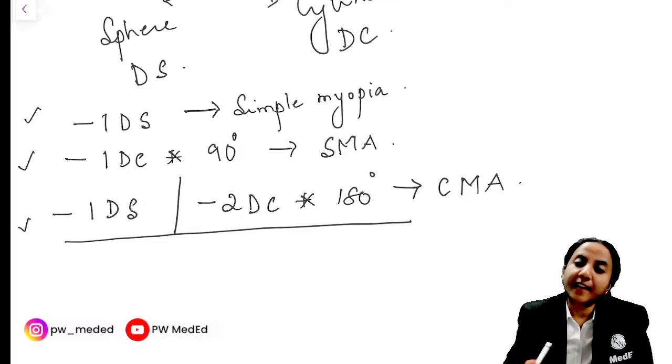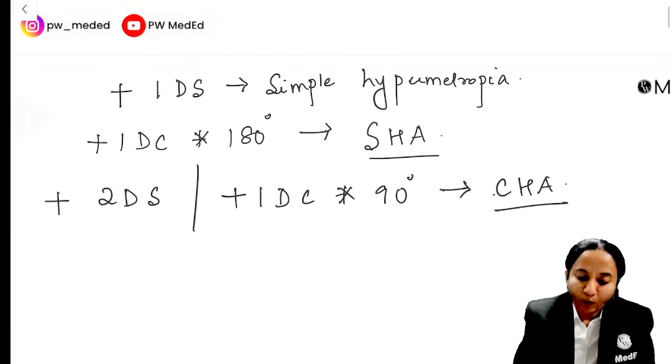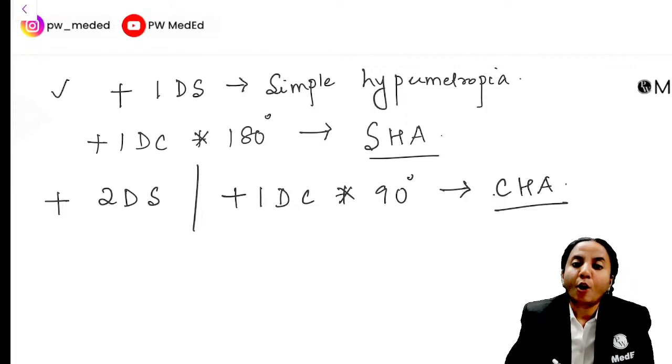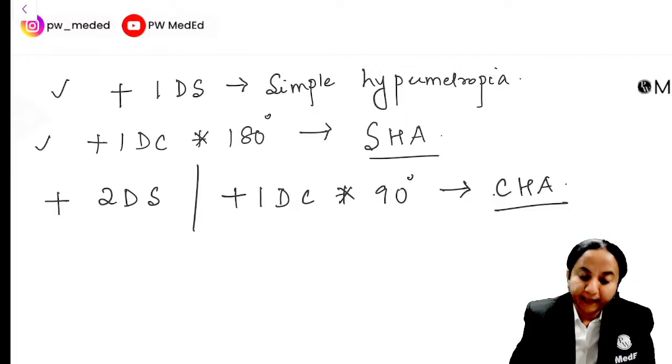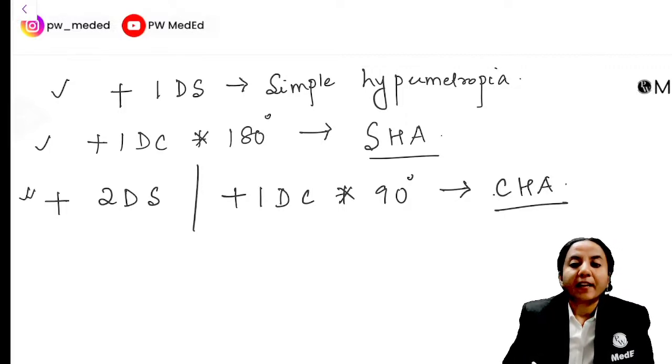The same thing is extrapolated to plus also. Only plus sphere will be simple hypermetropia. Only plus cylinder will be SHA, and both plus sphere and plus cylinder is going to be CHA. Right? Tell me, up to here are we clear? Has everyone understood this part? Shall we proceed further to slightly more difficult prescriptions?